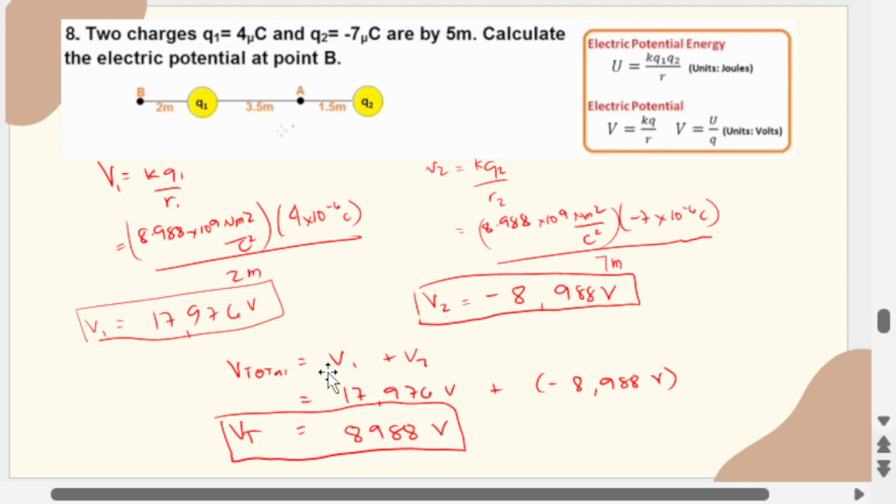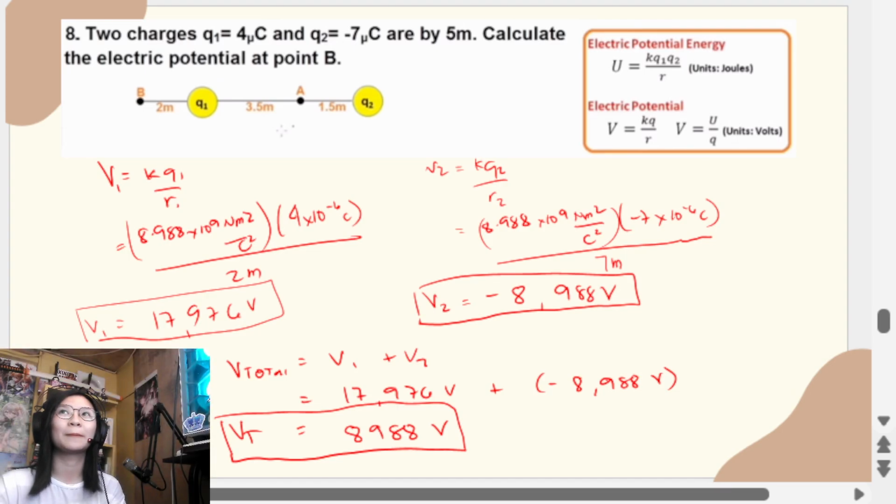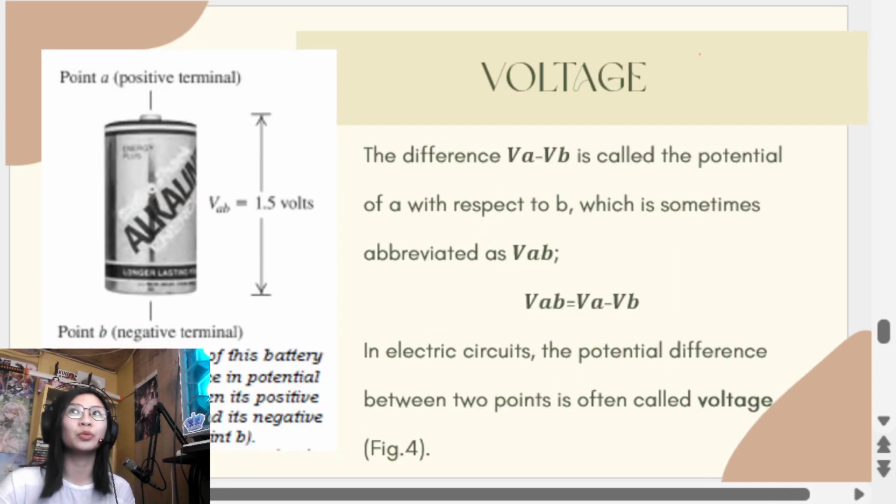So V total is equal to V1 plus V2. Your 17,976 plus negative 8,988. So your total potential that B can feel or can detect is positive 8,988 volts. Okay. Now let's proceed with voltage.